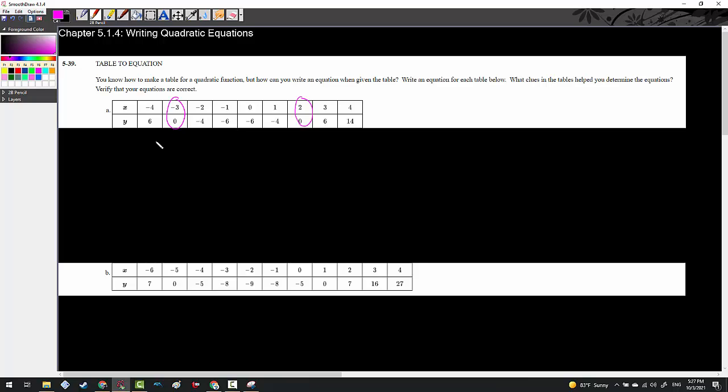I'm going to go ahead and reverse engineer this idea for you all here, and that is that the x-intercepts are going to be (-3, 0) and (2, 0). And what I'm going to do is think of this in reverse. In the last lesson we learned that when we solved using the zero product property, we would set the equation equal to 0.